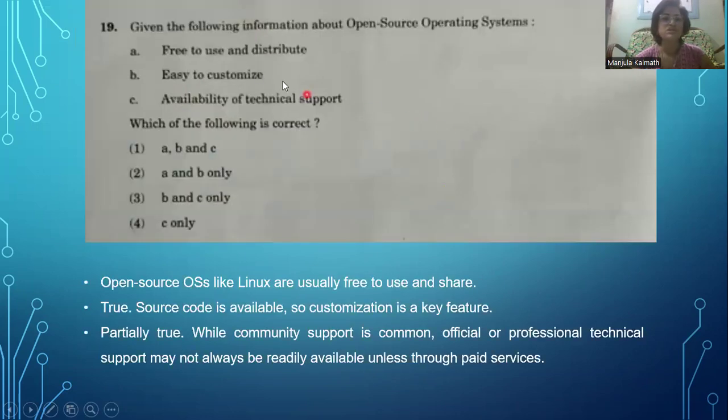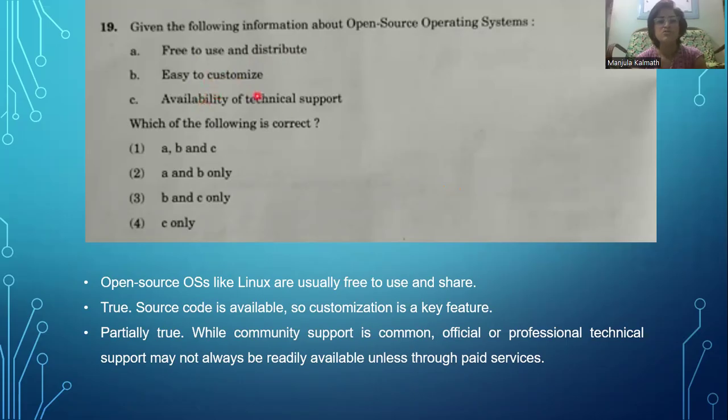The next one is, given the following information about open source operating system. So open source operating system means operating systems whose source code is open, and we can use that already existing code for different modifications as well as implementation. Here different options are given: free to use and distribute. So the code of the operating system will be free and it will be distributed in different ways, meaning we can go for modification. That is easy to customize. As per our requirement, we can modify the code.